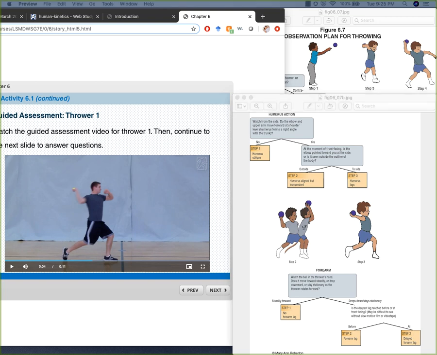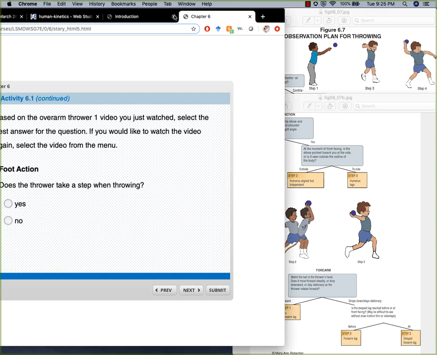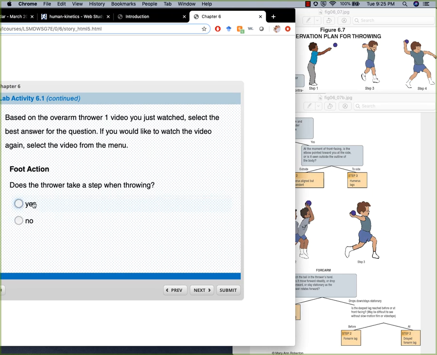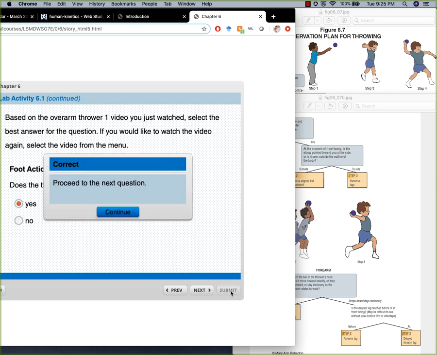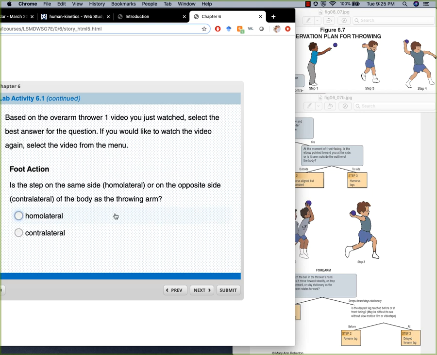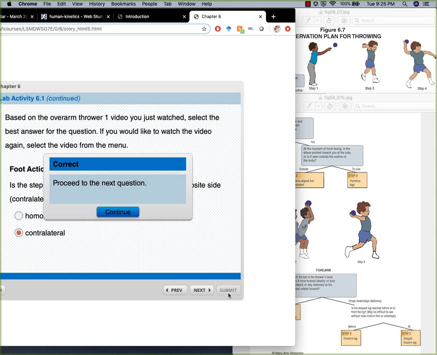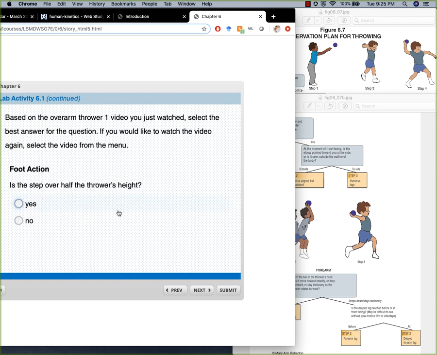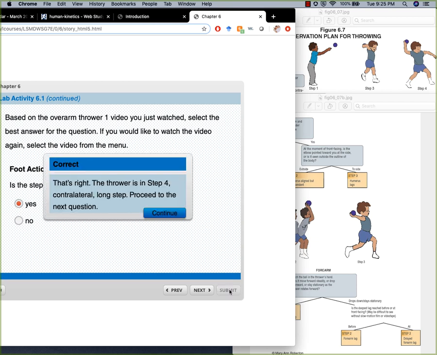So let's go through the guided questions about thrower 1 and make sure we're assessing the developmental stage for each component correctly. Let's hit the next button. First, yes, the thrower takes a step when throwing. To check our answers, we can click the Submit button. Next, we know that the thrower takes a contralateral step. And we know that the thrower took a large step that was half the height of the thrower. So we were correct in determining that the thrower was in step 4 of the foot action.